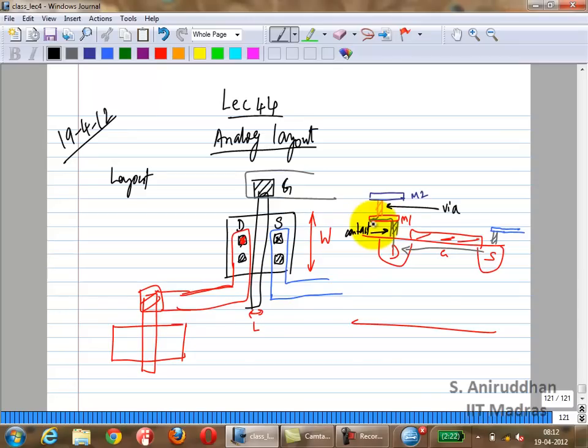So now there is one more detail which we have not included. How many terminals does the transistor have? Bulk. We have not included the bulk connection. So what is the bulk connection here? It's connected to the lowest potential. But first of all, what is the bulk layer here?